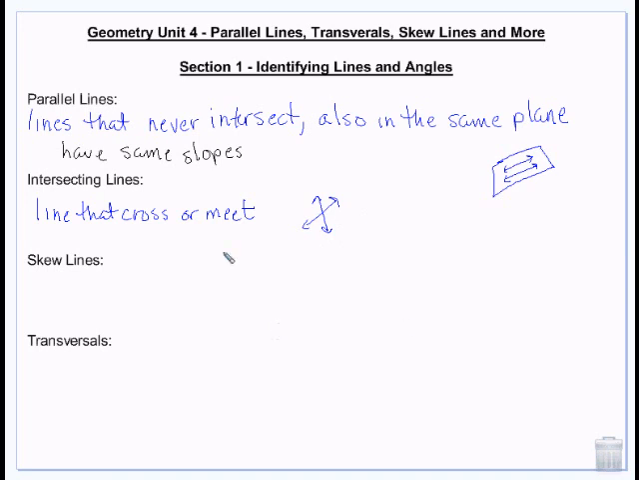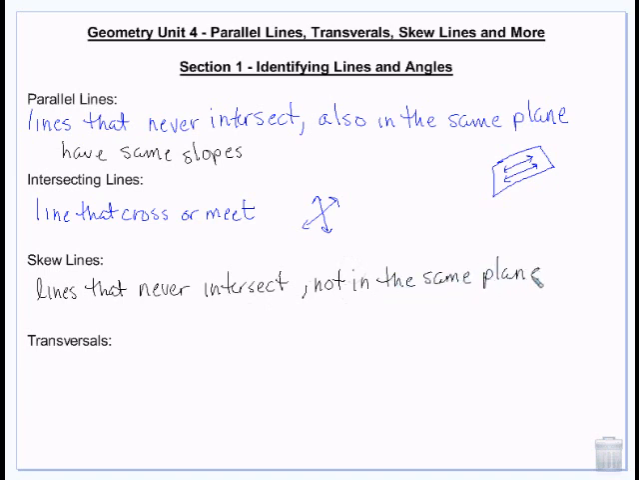Now skew lines are somewhat interesting. Skew lines are lines that never intersect, but they're not in the same plane. And that's the difference between a parallel line and a skew line. Parallel lines don't intersect, but they're in the same plane and they run along each other, sort of like railroad tracks forever and ever and ever.